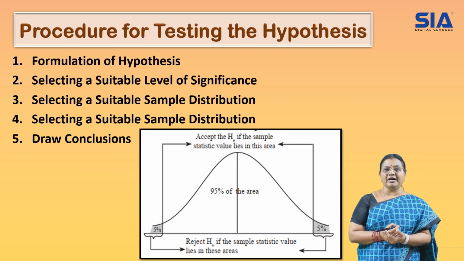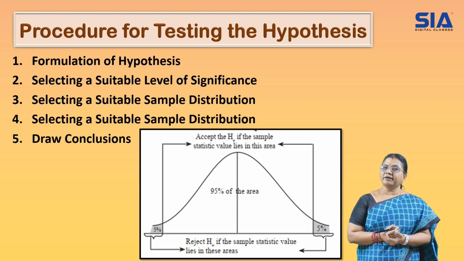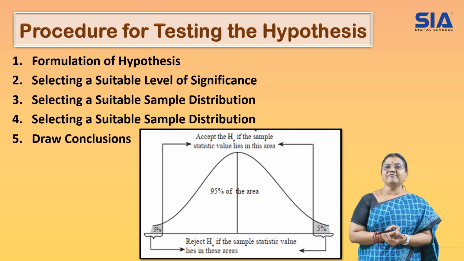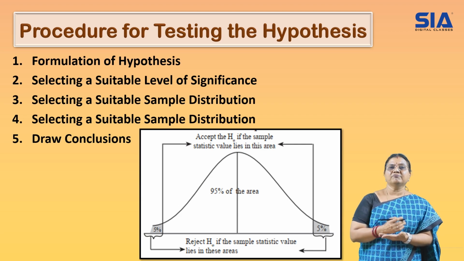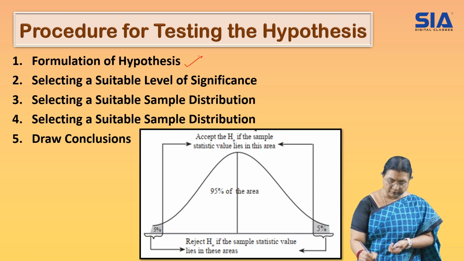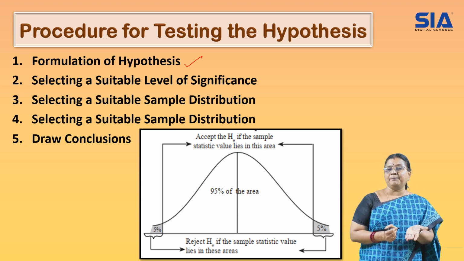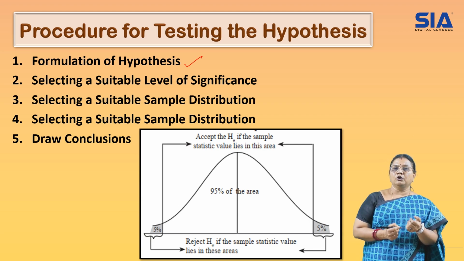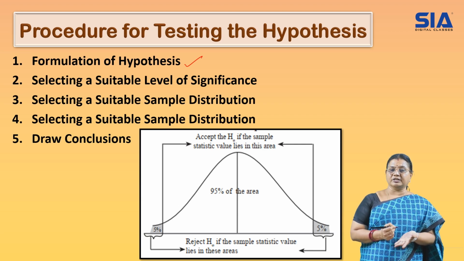Then what is the procedure for testing the hypothesis? First is the formulation of the hypothesis. We already understood about the hypothesis in previous videos. Formulation means developing or making an assumption, a statement for the hypothesis, whether there is an association or not. For example, we may make a statement saying that there is no impact of the training. Now we have to see whether the hypothesis is accepted or rejected.